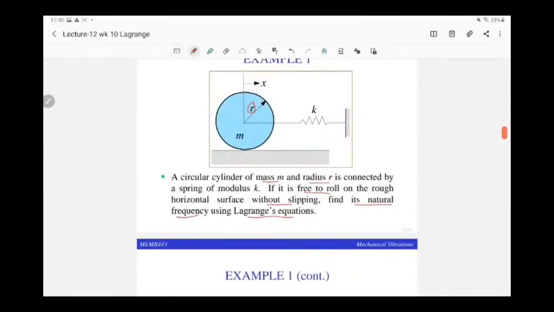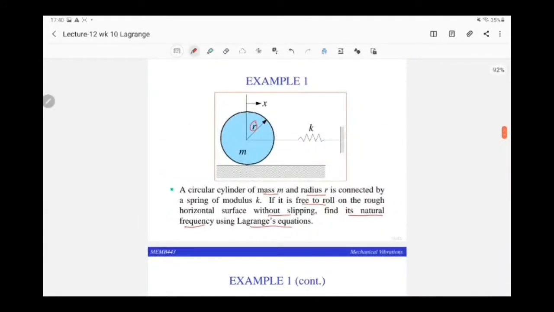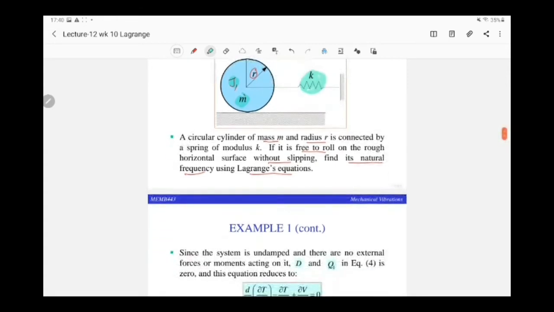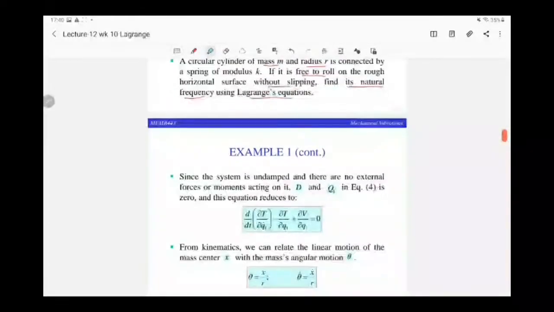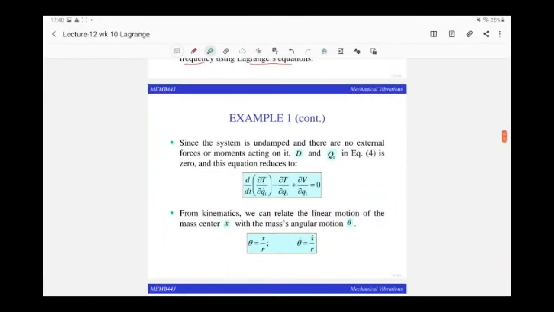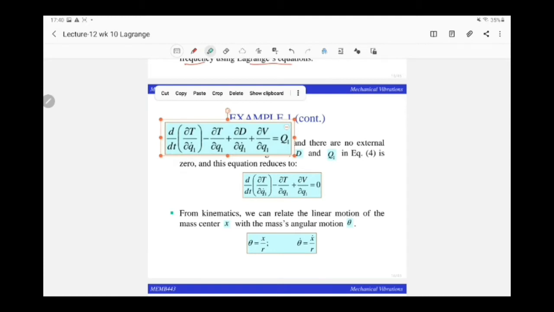So here you have to identify the elements. If you look at it, you have your cylinder, which has J, M, and also you have K, the spring. So it's actually the cylinder and the spring. This thing is also rotating. So if you write your Lagrange equations, let me put back the Lagrange equation here.